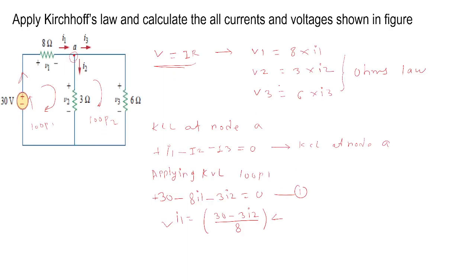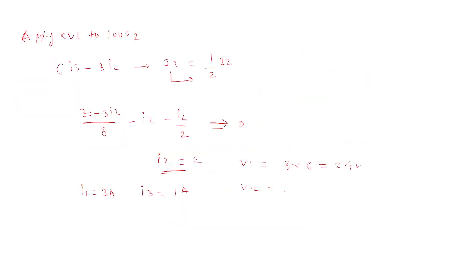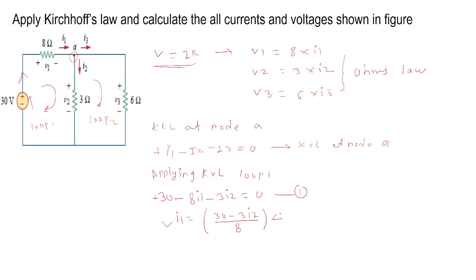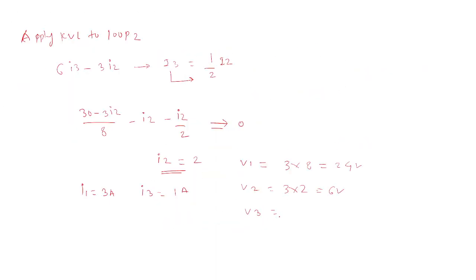Here you can see v2 is equal to 3 into i2. So 3 multiplied by 2 is equal to 6 volts, and v3 is equal to, we all know that v3 is equal to i3 into 6. So i3 is 1 ampere. 1 multiplied by 6 is equal to 6 volt. Okay, so this is the v1, v2, v3. This is i1, i2, i3. I hope it is clear to all.